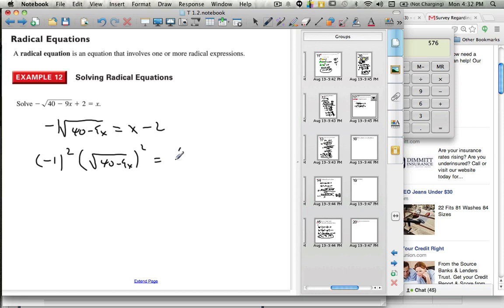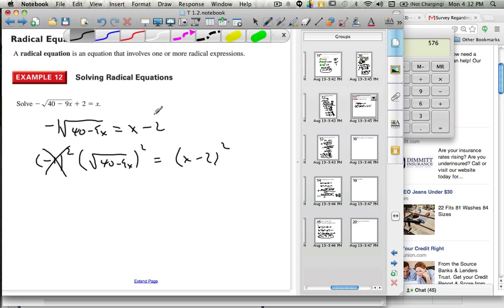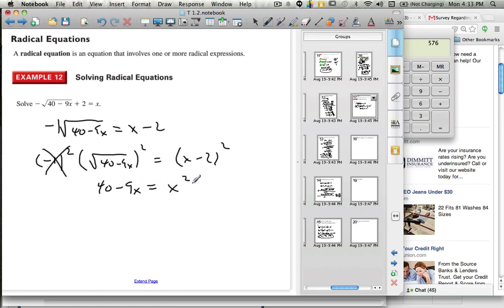And I'm going to square this over here, x minus 2 squared. So negative 1 squared just becomes 1. This just becomes 40. Sorry, shouldn't write the square root again. When I square a square root, it becomes just the radicand, 40 minus 9x. And over here it'll be x squared minus 4x plus 4.